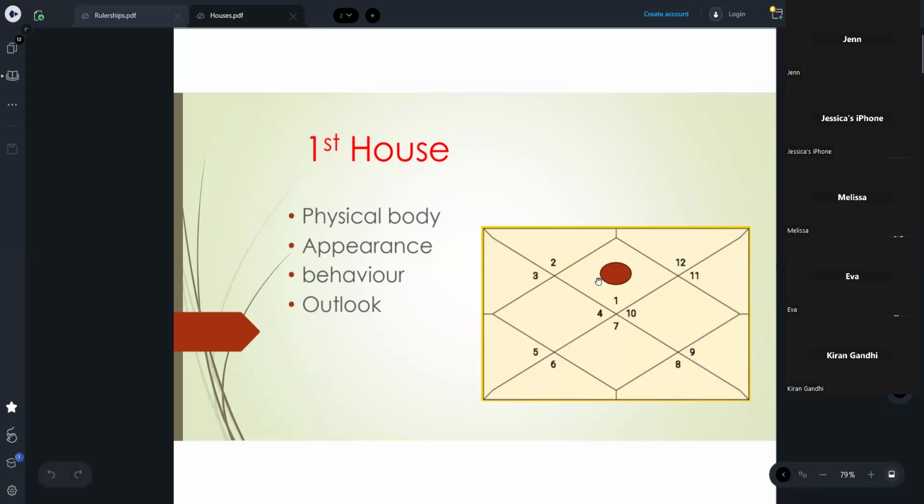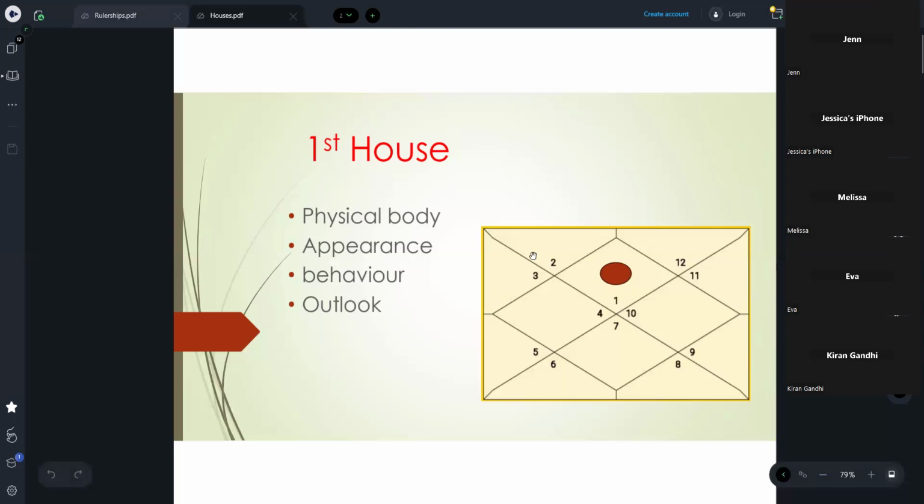So this is going to be your ascendant right here. And here is what the ascendant represents. It represents all of these things. It is you entirely. It is your physical body, your appearance, behavior, just the way you look at life, how you appear, how people see you. This is your rising sign, the rising house.